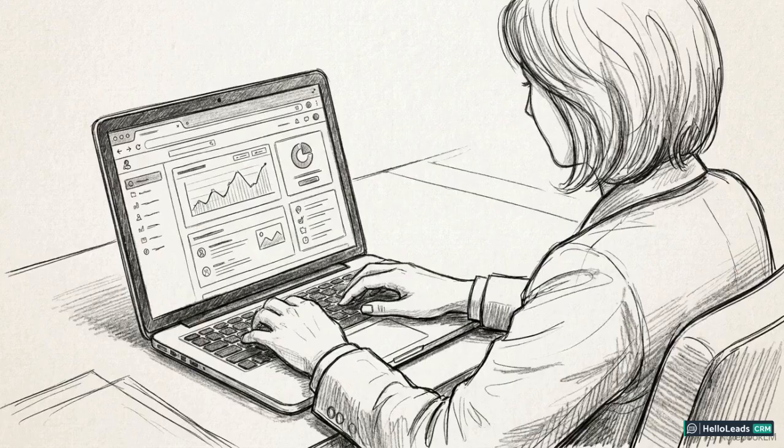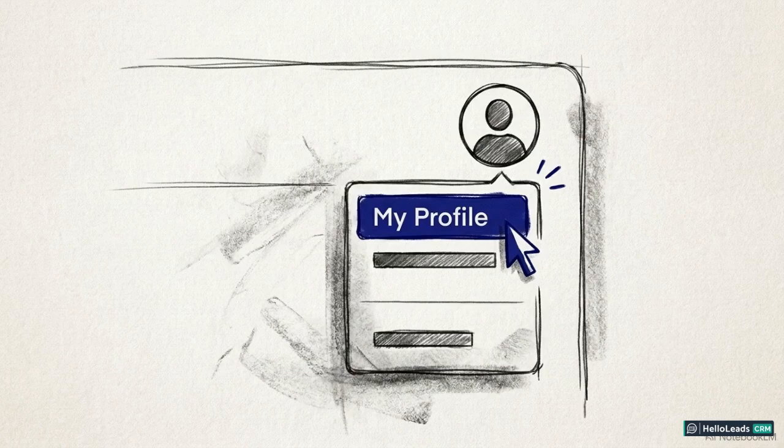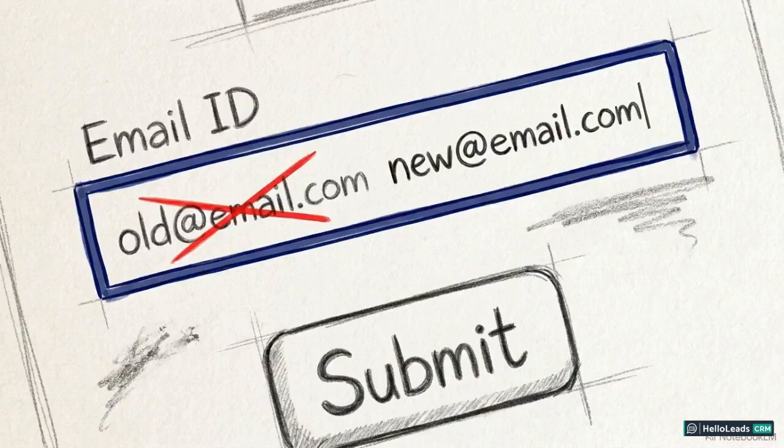Let's start with an individual profile. Open your browser and log in to your HelloLeads account. Navigate to the top right corner of your dashboard and click on My Profile. Locate the email ID field. Delete the old address, type in your new one, and click Submit.